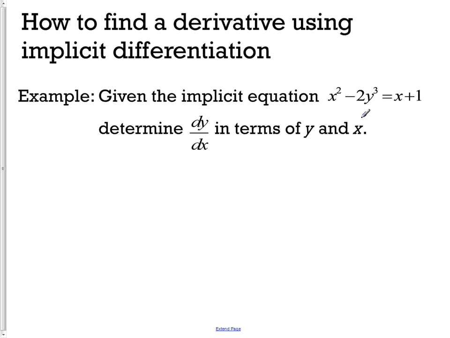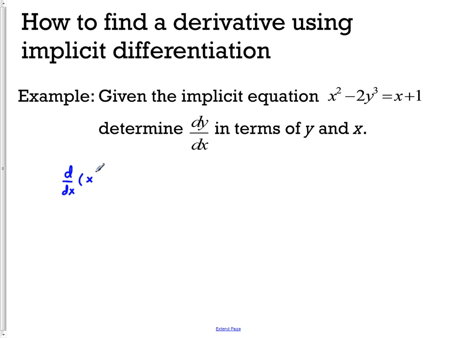Now again, because we have one y term right here, potentially we could isolate y and check it out. And I might actually ask you to do that and make a comparison. But for our purposes, let's just go through the implicit differentiation method so we can see how it works. So in this case, we have x squared minus 2y cubed equals x plus 1. So we're going to take the derivative equally on the left-hand side with respect to x, and on the right-hand side with respect to x.